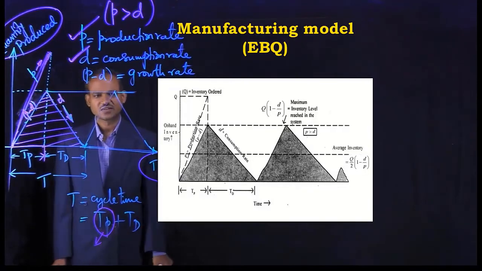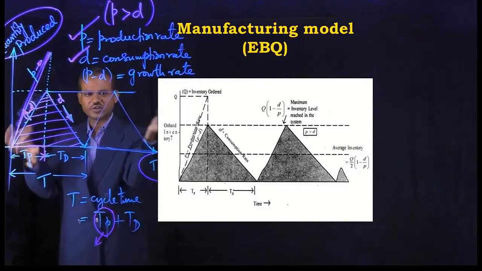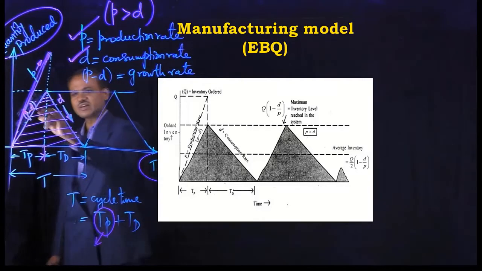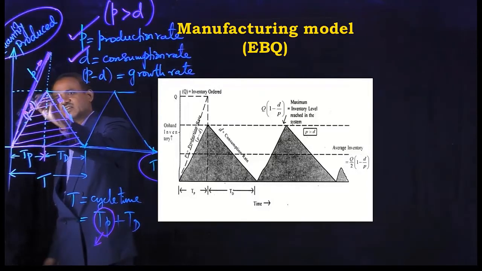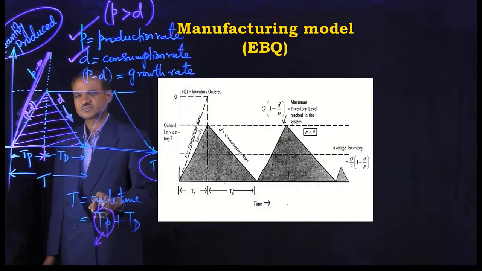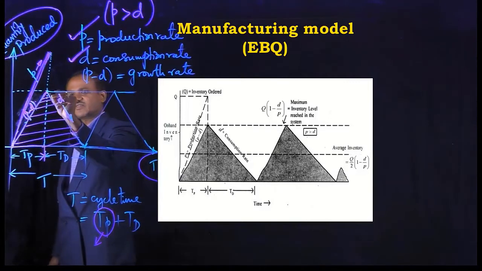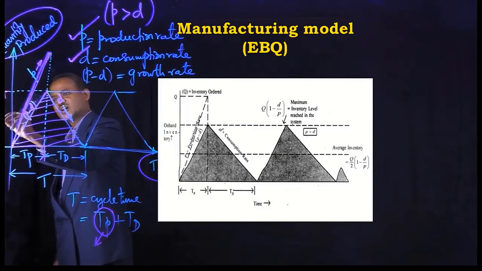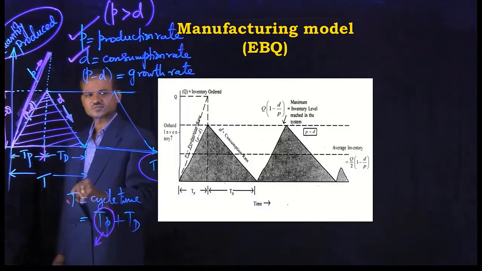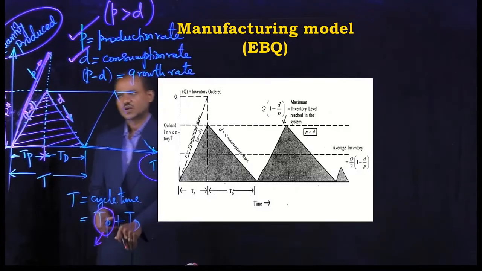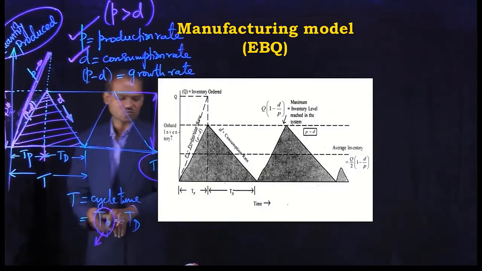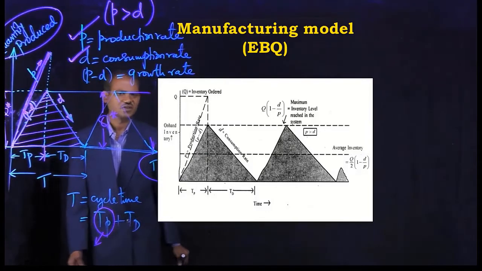P minus D is nothing but the growth rate, the stock growth rate. This stock growth rate is less than the production rate. The P minus D slope is less steep when compared with the small p line. After reaching a certain level, this level is known as the economic batch quantity level. Let us assume it as Q star. Q star means economic batch quantity.